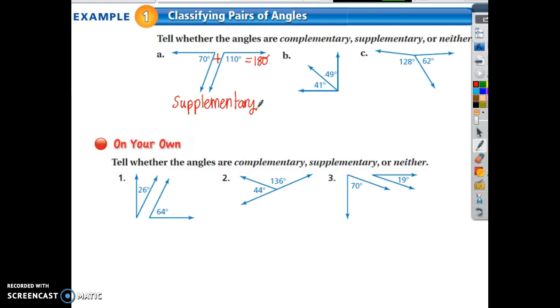Similarly, in letter B, when I add 41 with 49, I find that these two angles have a sum of 90 degrees. Therefore, these two angles are complementary angles. So angles 41 and 49, those degrees together form a right angle. Lastly, in letter C, I've got 128 and 62. When I add those two angles together, I find that I get a sum of 190. Since this adds up to neither 180 nor 90 degrees, they are neither complementary nor supplementary angles.